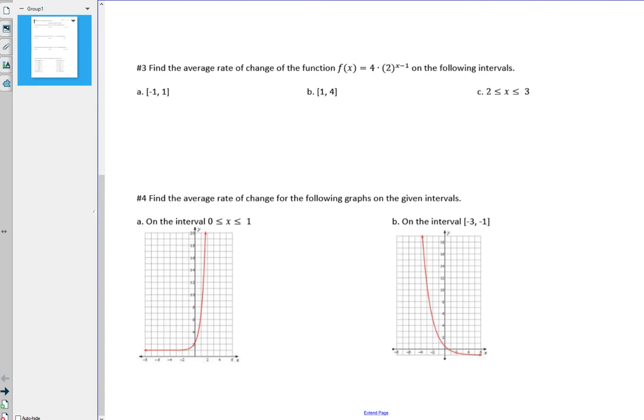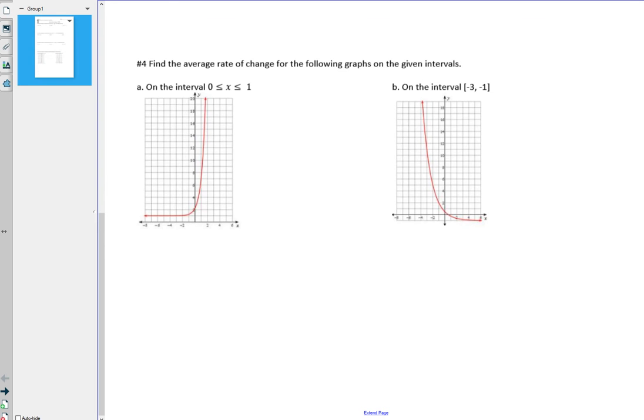Same exact thing, just information presented differently, a graph. So I don't know if you consider these to be easier or harder, but yes, sir. What, the first one? Oh, I don't know, let's find out. So they want to know the average rate of change on the interval from 0 to 1. So it's kind of hard to see, but when x is 0, it looks like it's going through 2. So I would say 1 point is 0, 2. And then when x is 1, is that 8 that it's going through? It's really blurry here. Might actually be better on your paper.